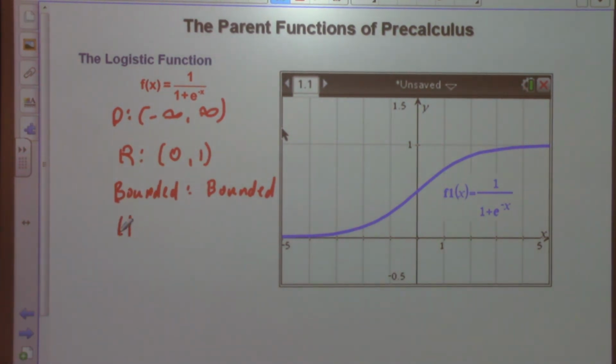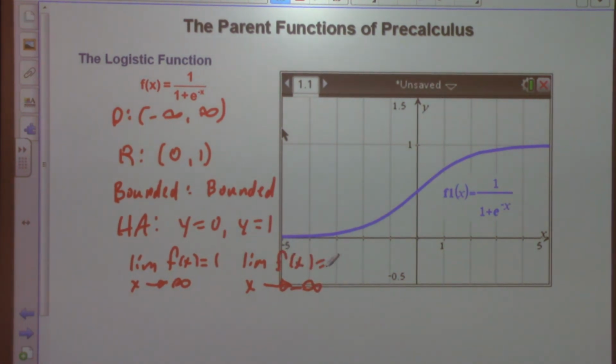Does it have horizontal asymptotes? Yes. It has y equals 0 and y equals 1. The limit as x approaches infinity of f of x is equal to 1. The limit as x approaches negative infinity of f of x, good job, equals 0. So we'll just leave it there, okay?